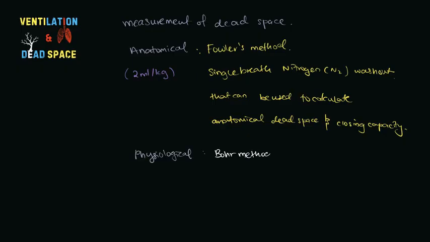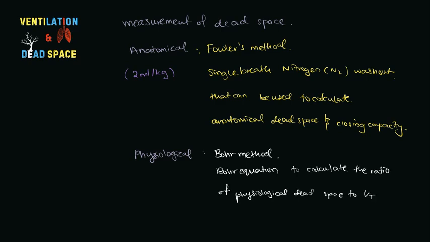Physiological dead space does not use the same method. It uses the Bohr method, using the Bohr equation to calculate the ratio of physiological dead space to tidal volume. Normal physiological dead space is about 0.2 to 0.35 ratio of physiological dead space to tidal volume.